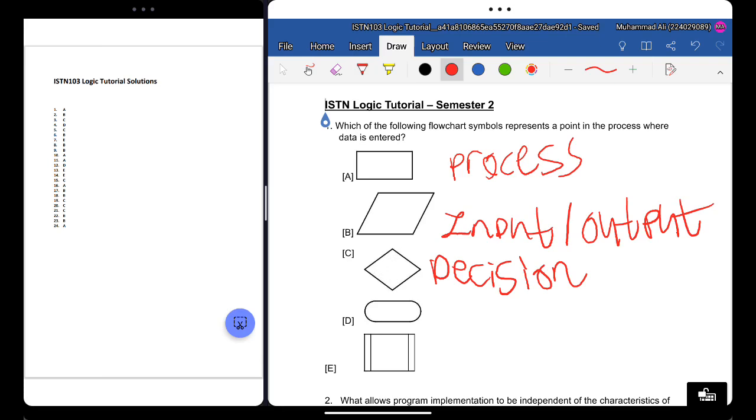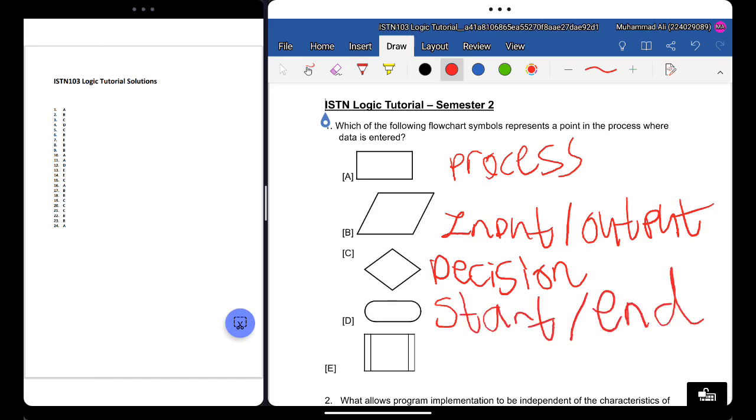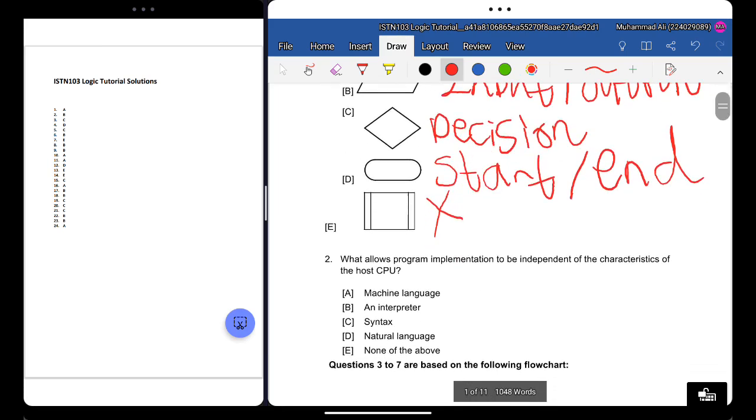These are all structures. This over here is a start and end point, so anytime you start and end the system, it'll be represented as this. This over here, it's just a random thing to confuse you. Doesn't really matter.